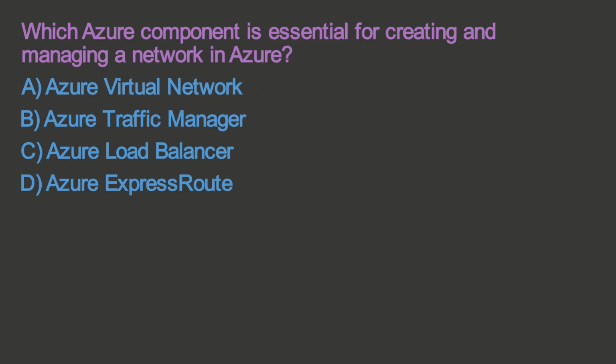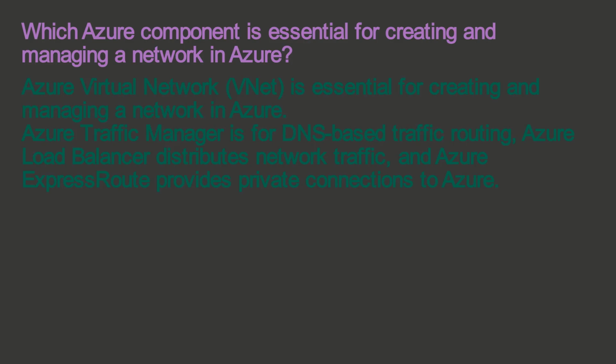Azure Virtual Network. Azure Virtual Network, VNet, is essential for creating and managing a network in Azure. Azure Traffic Manager is for DNS-based traffic routing. Azure Load Balancer distributes network traffic, and Azure Express Route provides private connections to Azure.